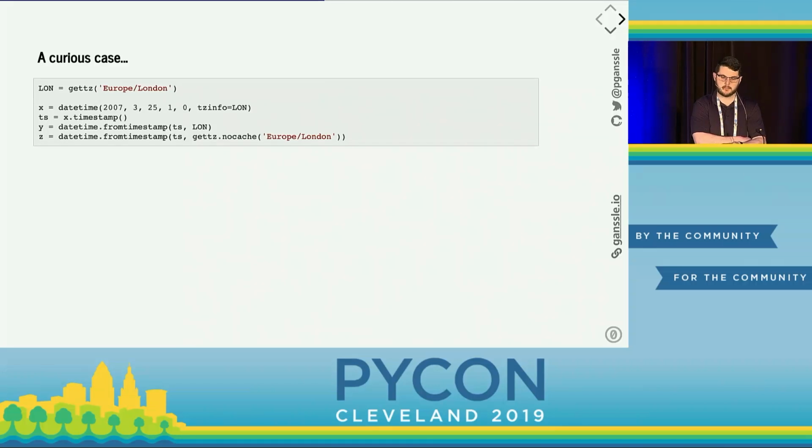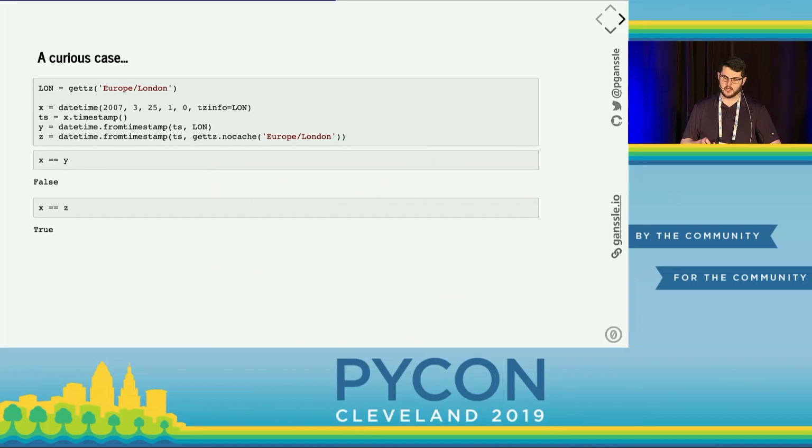I convert it to a timestamp, and then I convert it back and get an object that represents the timestamp and then back, using the London time zone. That's the original object, and then I create a brand new object that also represents London. It's the exact same data as there. And if I check whether x and y are equal to each other, I get false. So that's not a great start.